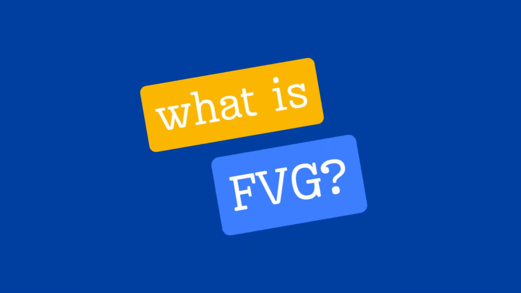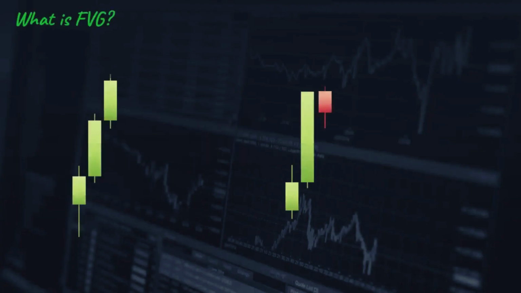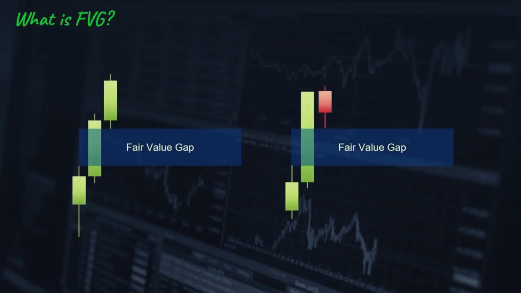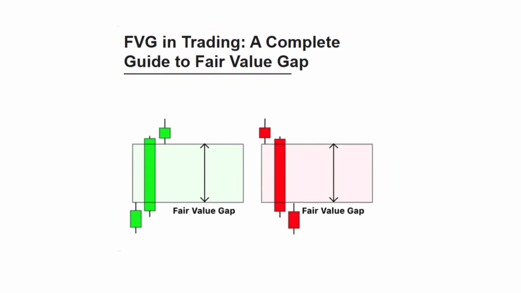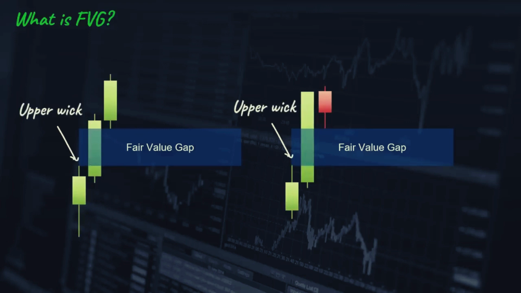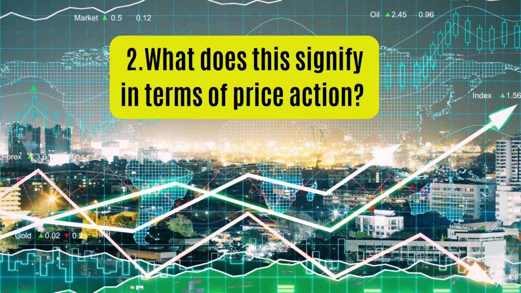What is the fair value gap? Essentially, it refers to the space between the wicks of 3 consecutive candles on a price chart, irrespective of the candle's color. In a bullish scenario, when the upper wick of the first candle does not overlap with the lower wick of the third candle, we mark this area as the FVG.